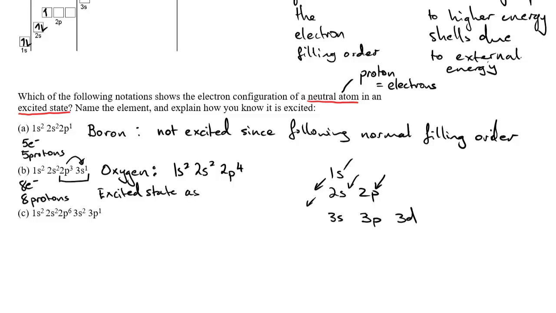As normal, the configuration according to the filling order should be 1s2, 2s2 and 2p4, as we've determined up there.